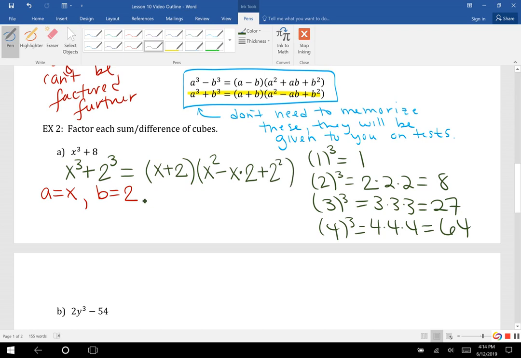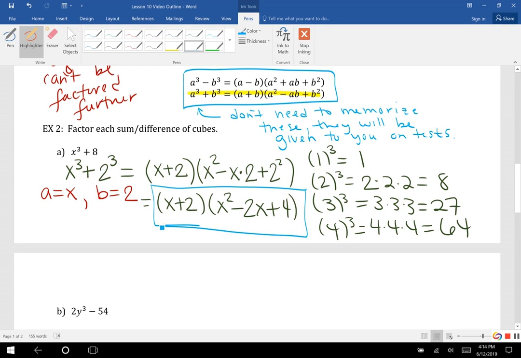And then I'm just going to rewrite that so it looks a little bit nicer. Now I've got x plus 2 times x squared minus 2x plus 4. And that's my final answer. I actually can't go any further with this. When you use these cube formulas, you'll never be able to go any further. You can try to factor that trinomial, but product of 4, sum of negative 2, you won't be able to do it. So there's my final answer.